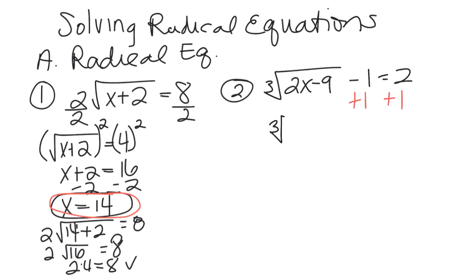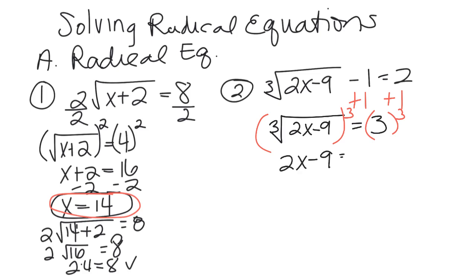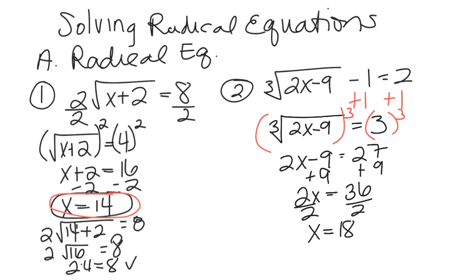We get the cube root of 2x minus 9 equals 3. To undo the cube root, we cube both sides. And we get 2x minus 9 equals 27. And then we've solved the two-step equation. Add 9. 2x equals 36. Divide by 2. And x equals 18.